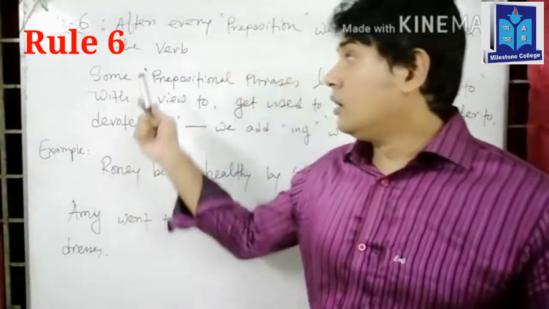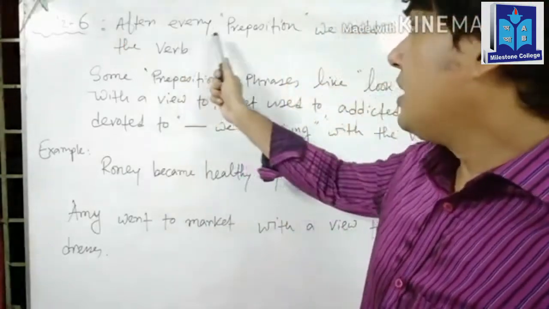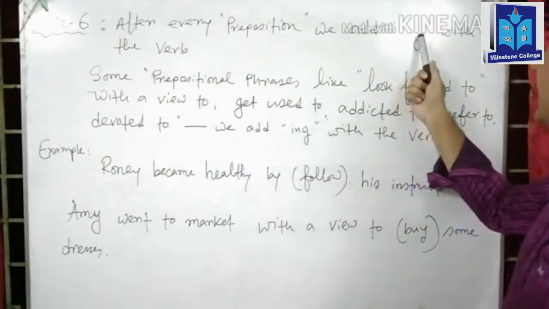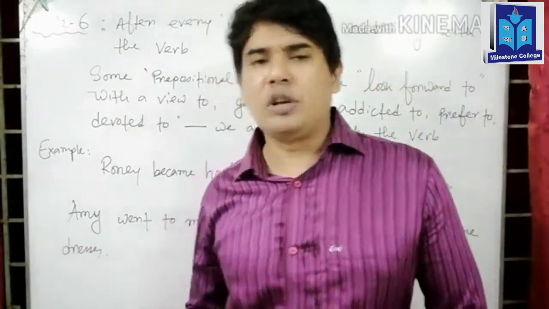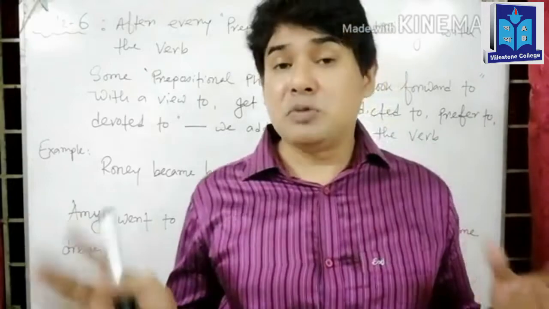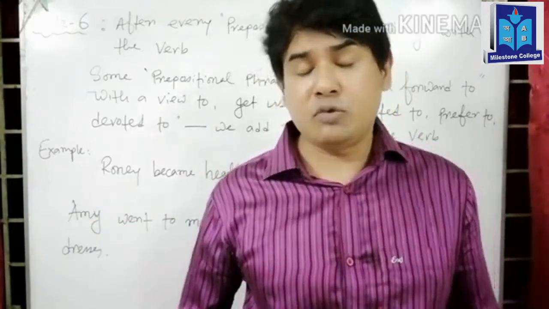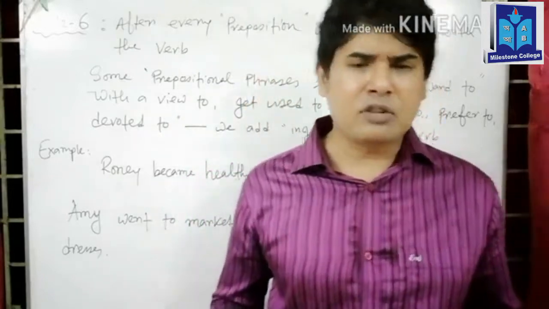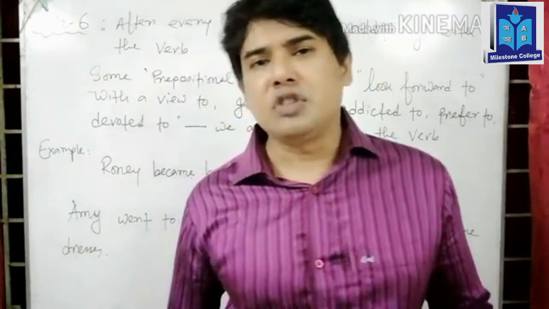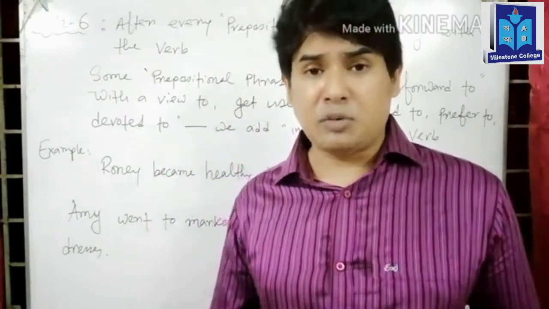We are in rule 6 now. In rule number 6, we'll see that after every preposition we add ing with the verb. We all know the structure actually. Whenever you get any preposition in any sentence, after this preposition you have to add ing with the verb. We all know it. But at the same time we also know that after to we add the main verb, that means the base form of the verb.